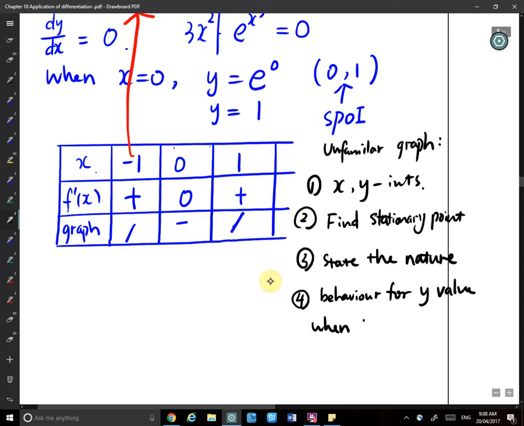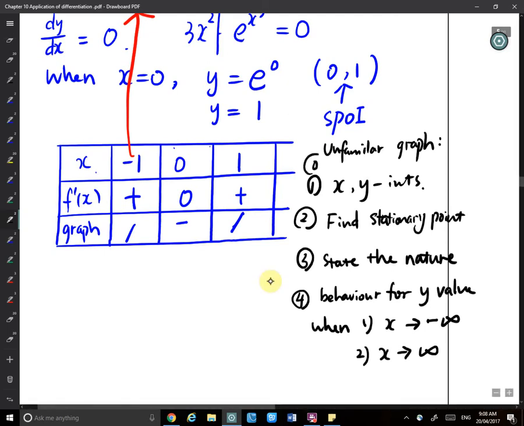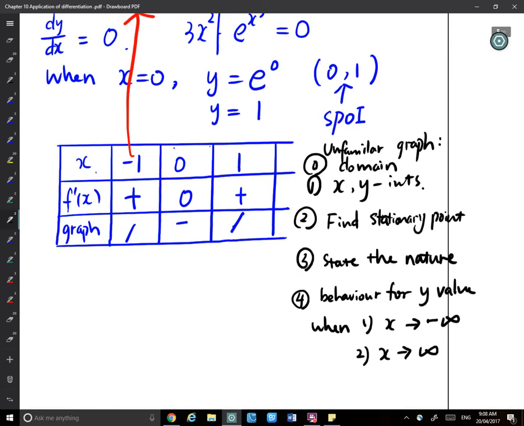when number 1, x approaches -infinity. Second, x approaches +infinity. You think about the behavior at -infinity and +infinity. Oh, sorry, I forgot something. Number 0 is domain. You will think about domain first, whether there is anything I can't take or I can take. Is the domain R, or domain 0 to infinity, or like -infinity to 0.